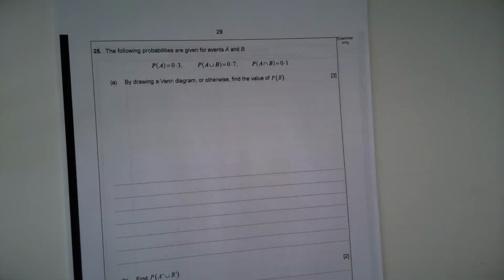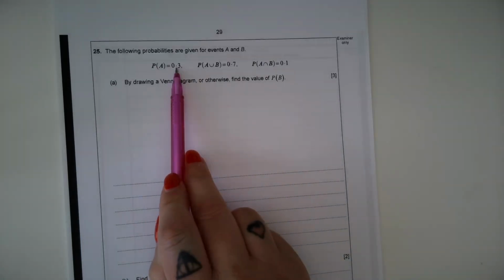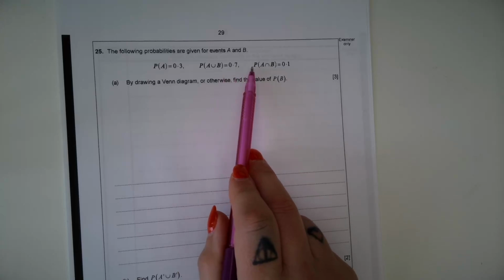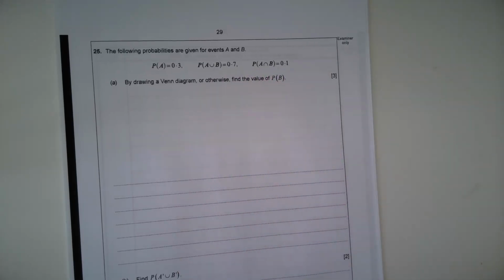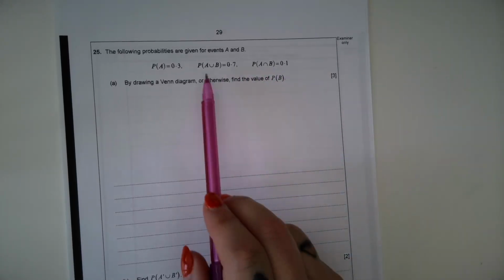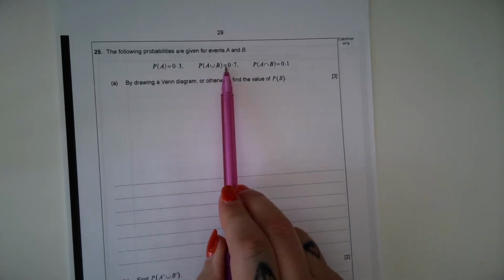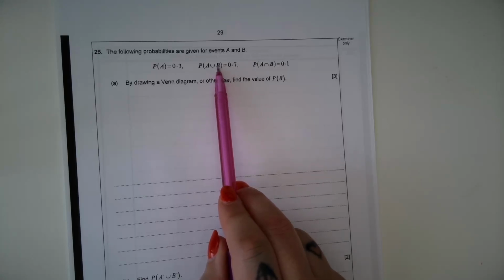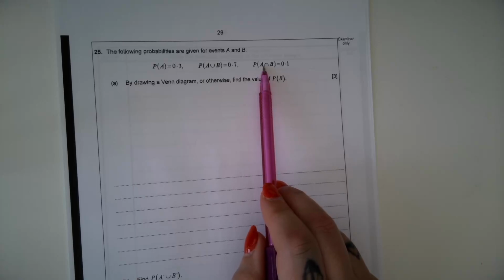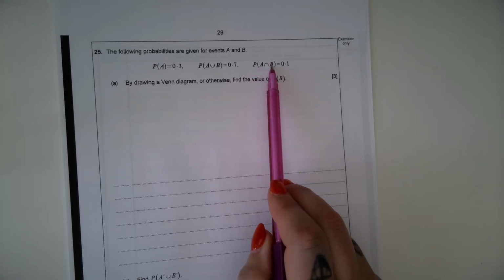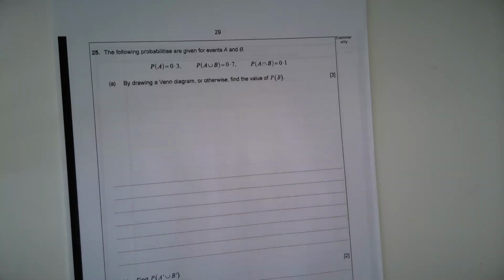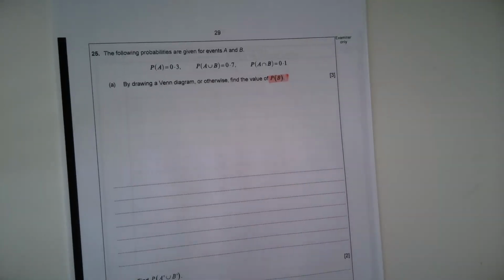Question 25. The following probabilities are given for events A and B. The probability of A is 0.3, the probability of A union B is 0.7, and the probability of A intersection B is 0.1. In terms of set notation, A union B means anything that's in A or also in set B. A intersection B is anything that's in A and in B, so anything that they've got in common. And part A says, by drawing a Venn diagram or otherwise, find the value of the probability of B.